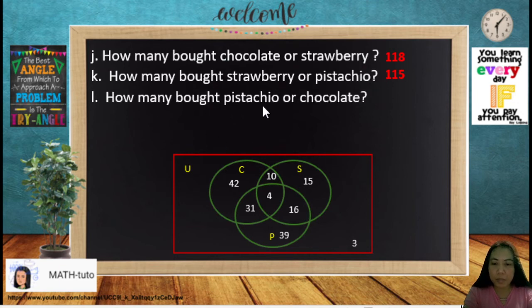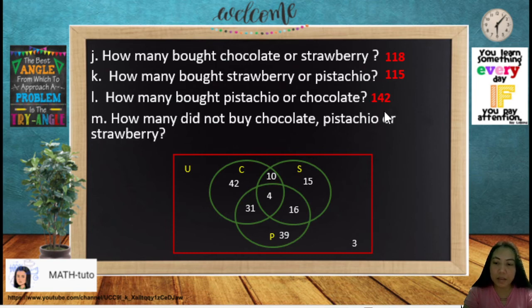Next, how many bought pistachio or chocolate? That is 42 plus 31 plus 10 plus 4 plus 39 plus 16. 142. Next, how many did not buy chocolate, pistachio, or strawberry? That will be the number which is outside. If we will apply the operation, that is C union S union P quantity prime or complement. And the answer is 3.